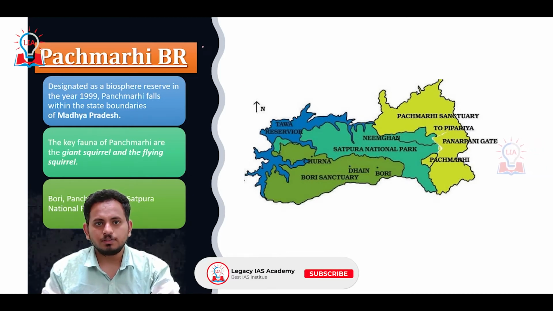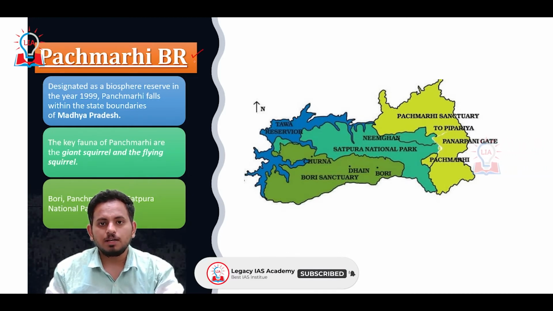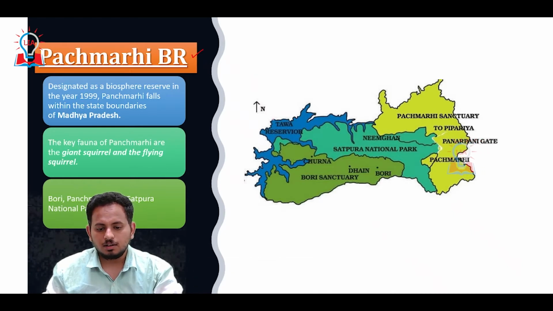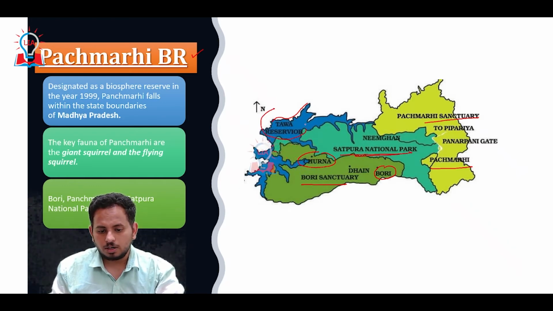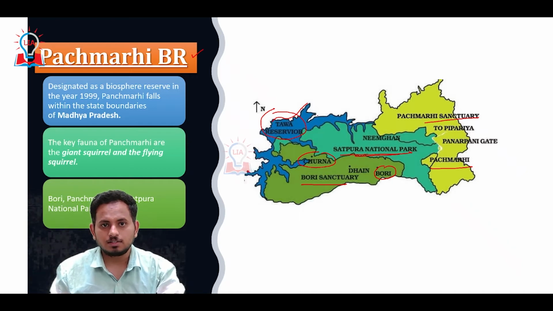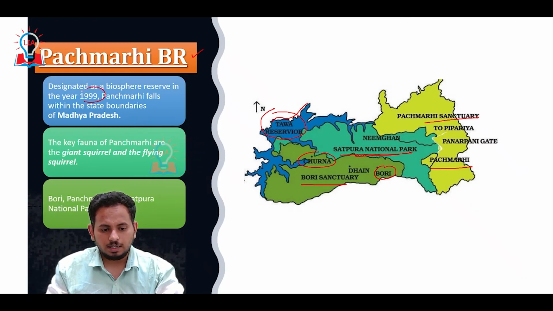The next biosphere reserve that we'll be talking about is Pachamarhi Biosphere Reserve. This is the internal division of Pachamarhi Biosphere Reserve. It has Pachamarhi Sanctuary, you have Bori Sanctuary, you have Churna, you have Satpura National Park, you have Tawa Reservoir. These are the internal differentiations in Pachamarhi Biosphere Reserve. It was designated as a Biosphere Reserve in the year 1999.